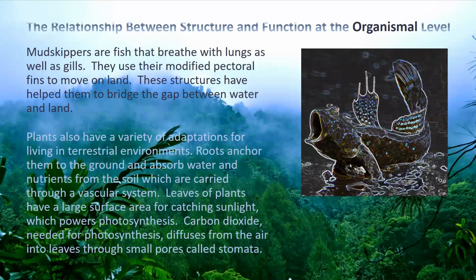Plants also have a variety of adaptations for living in terrestrial environments. Roots anchor them to the ground and absorb water and nutrients from the soil, which are carried through a vascular system. Leaves of plants have a large surface area for catching sunlight, which powers photosynthesis. Carbon dioxide, also needed for photosynthesis, diffuses from the air into leaves through small pores called stomata.